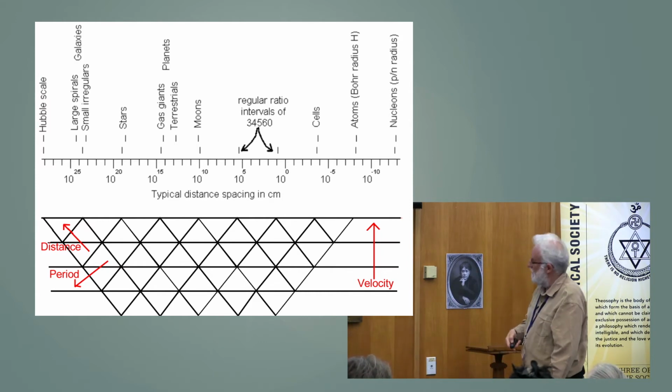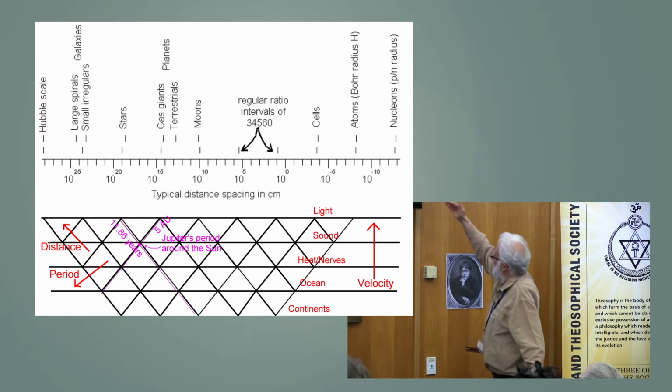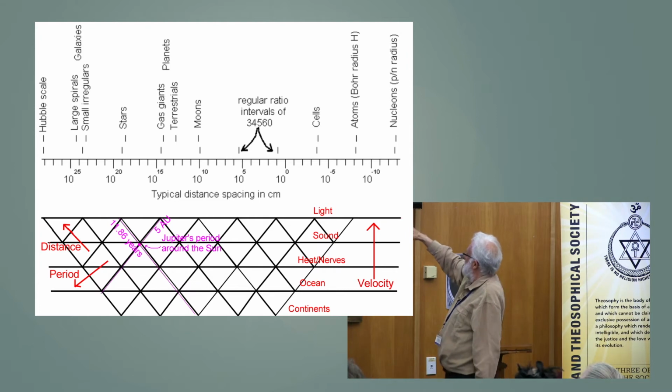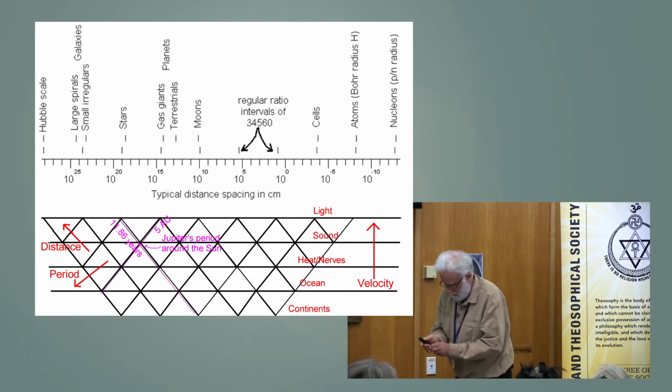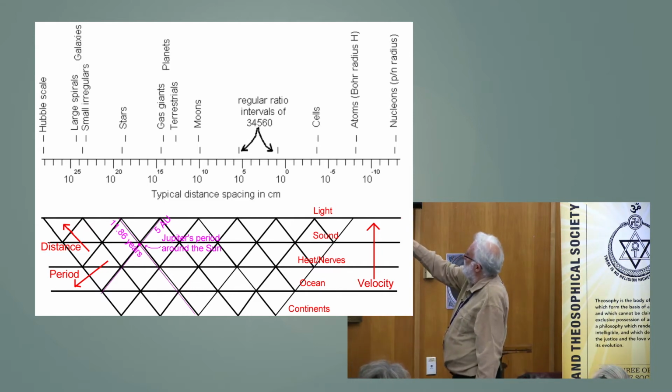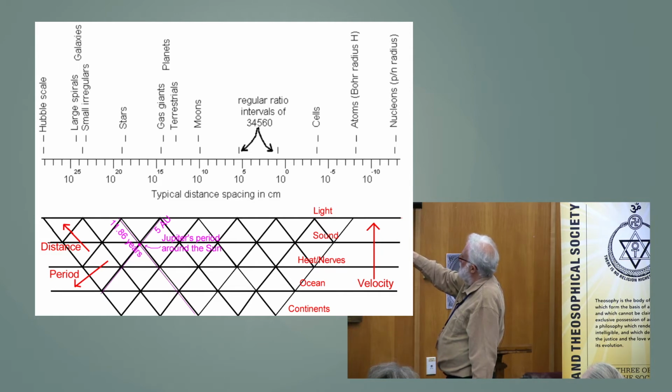And if we can put in there light, sound, heat, nerves, ocean currents, continental drift, things can happen along lines of this grid. So there, one of the distances stars like to be is 11.86 light years. The gas giant planets like to be 5 astronomical units apart, or 10. In Jupiter's case, it's 5 astronomical units from the Sun.